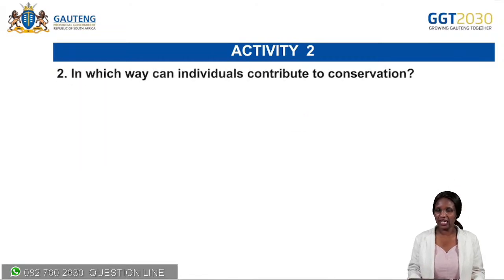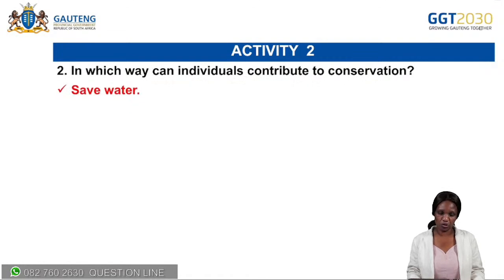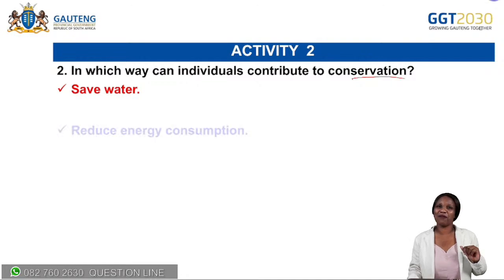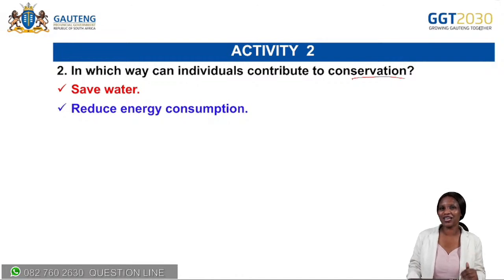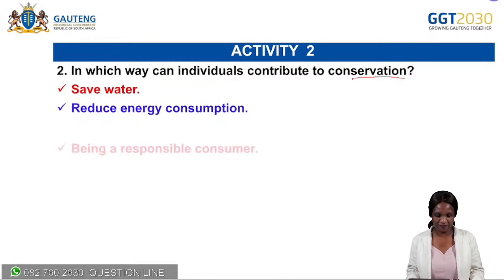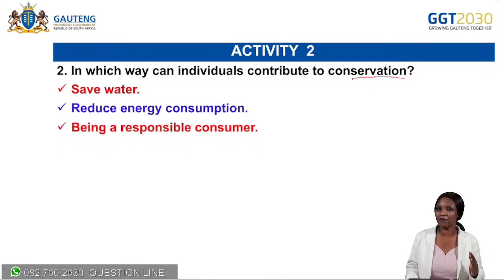Okay. Then let's check for the solution for question number 2. In which way can individuals contribute to conservation? We can save water. Make sure you close the tap when you go to the bathroom. Make sure you reduce energy consumption. Make sure the lights are off in our classroom because it's during the day. We've got sunlight today. Let's switch off the lights. Let's save energy. And then let's be a responsible consumer. When we go and buy groceries from the shop, let's not buy plastic, but let's use what? Green bags. Do you get it?